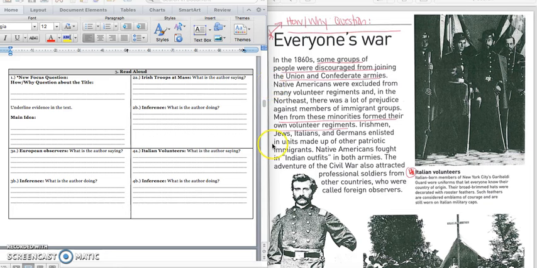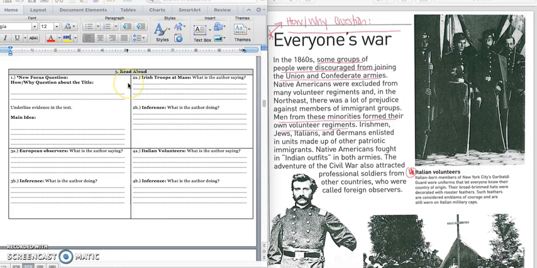And so if I go back in what I underlined, I know that some people were discouraged from joining both armies, so they formed their own volunteer regiments. And those people that were discouraged were Native Americans and other immigrant groups. So if I go to my main idea, I would get ready to write, even though some groups were discouraged from joining the Union and Confederate armies, many of these minority groups formed their own volunteer regiments. Press pause to write down your answer and play when you're ready for number 2.